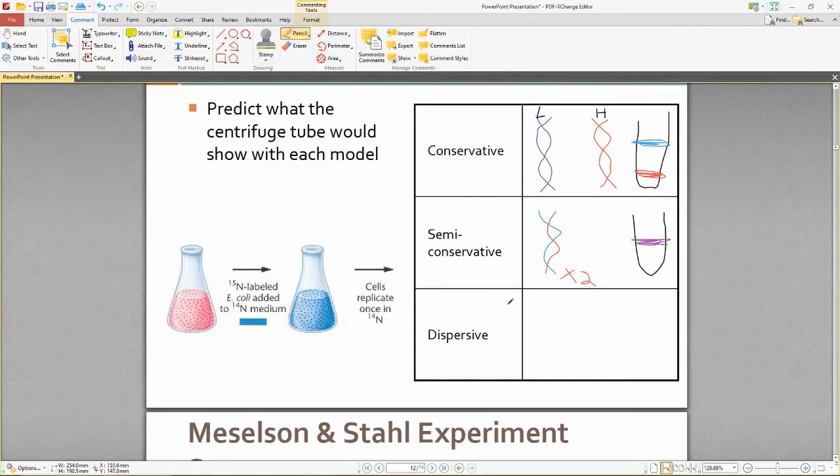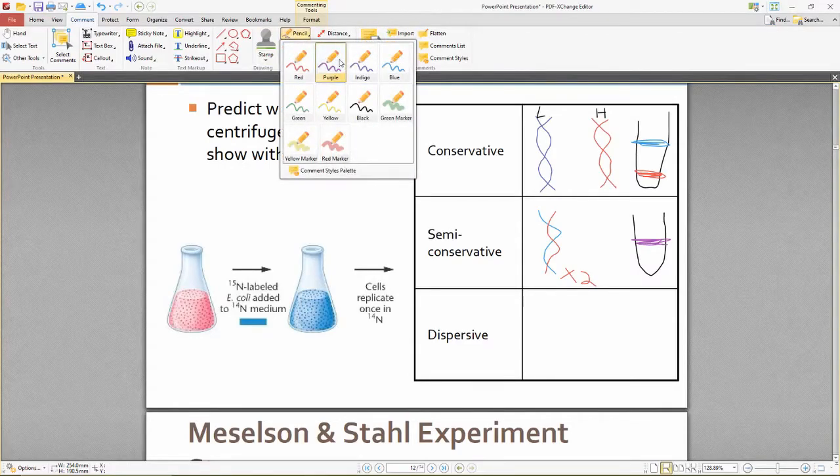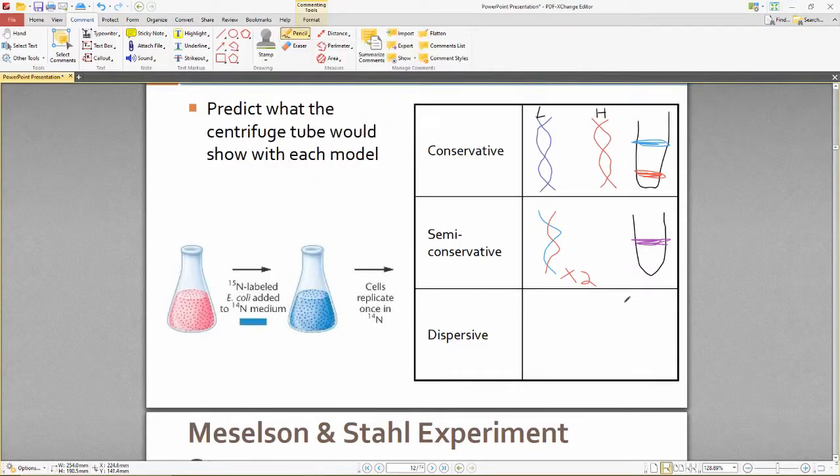Okay. And dispersive. What do you guys think? Same thing, but looks a little different. I guess it'd be pretty similar because it's still the same amount of blue and red. Exactly. So could you really tell right now at this stage between a semi-conservative model and a dispersive model? No. This drawing's kind of bad, but you guys get the idea. So no, at this point you can't tell.